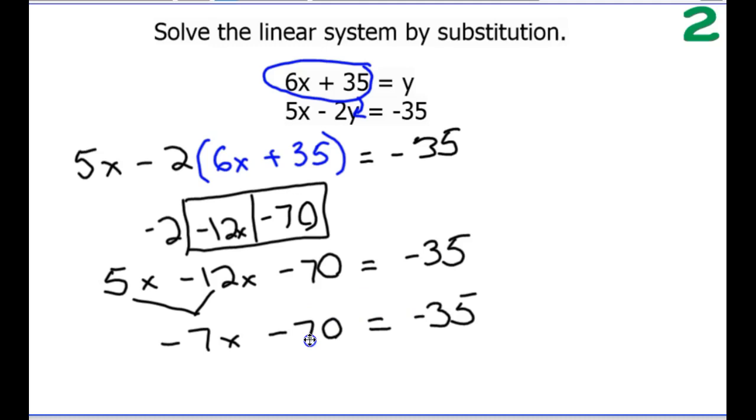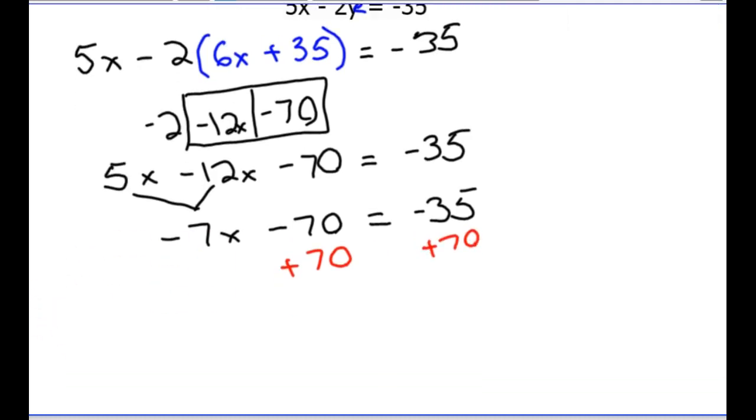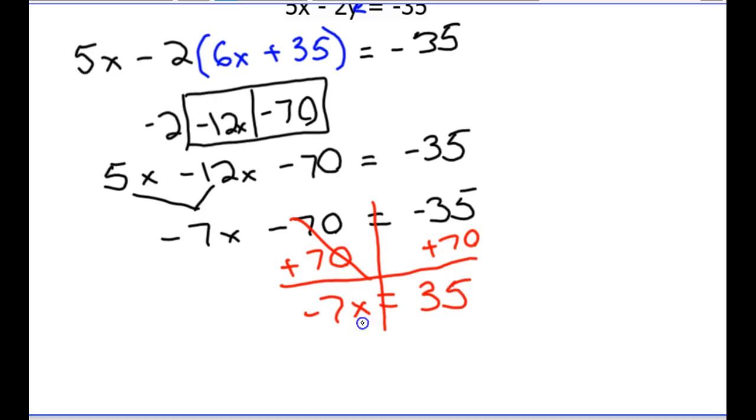So we need to now get x by itself. So we're going to add 70 to both sides. And we get negative 7x equals negative 35 plus 70, well that's just positive 35. And then divide by 7.